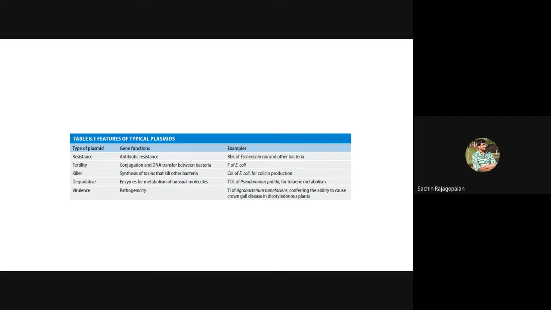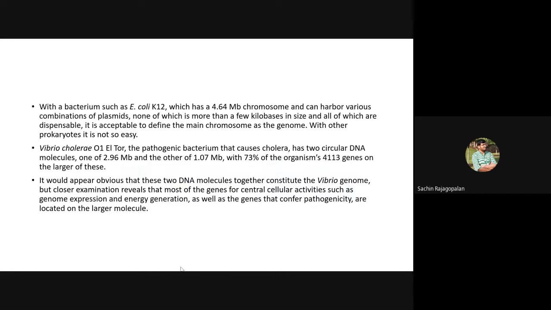Okay, now let us move ahead and try to understand what other features of the bacterial genome we need to know. Now, with a bacterium like E. coli K12, K12 is a strain of E. coli. Its chromosome is around 4.64 megabase pairs.